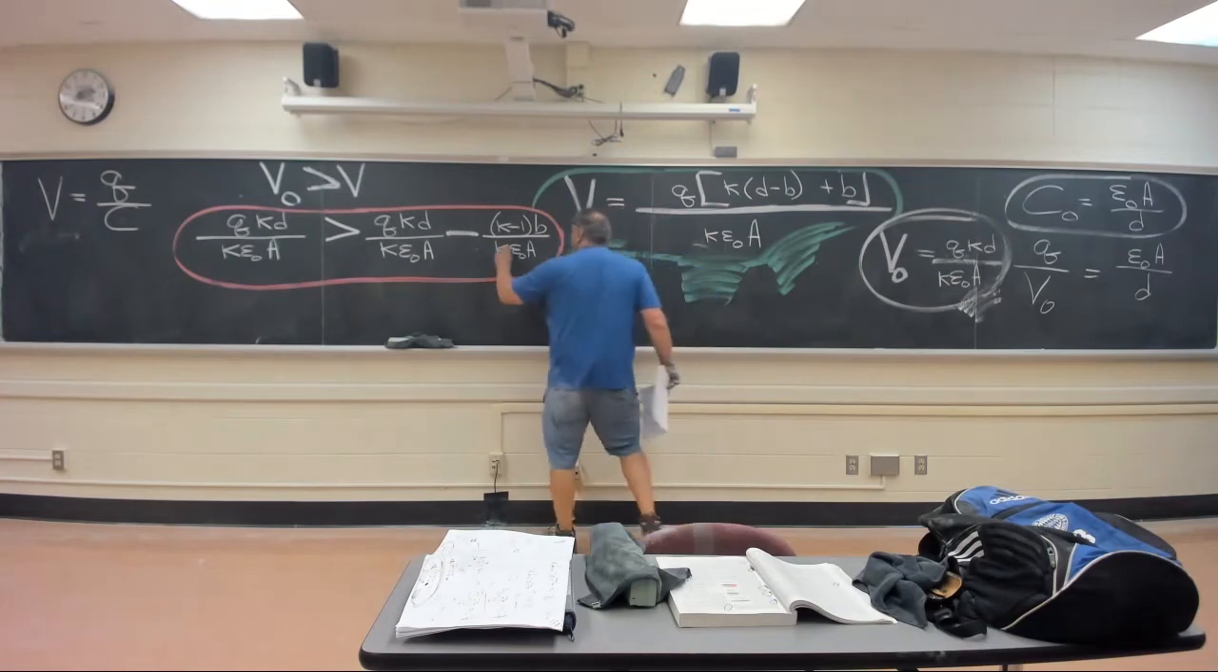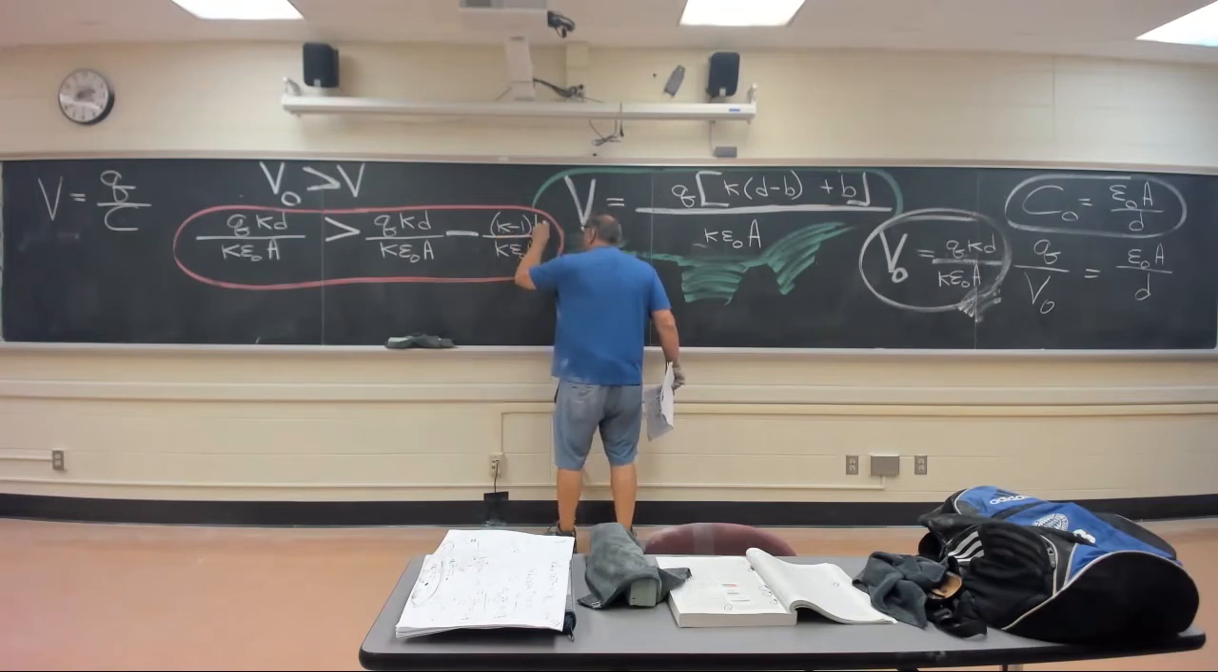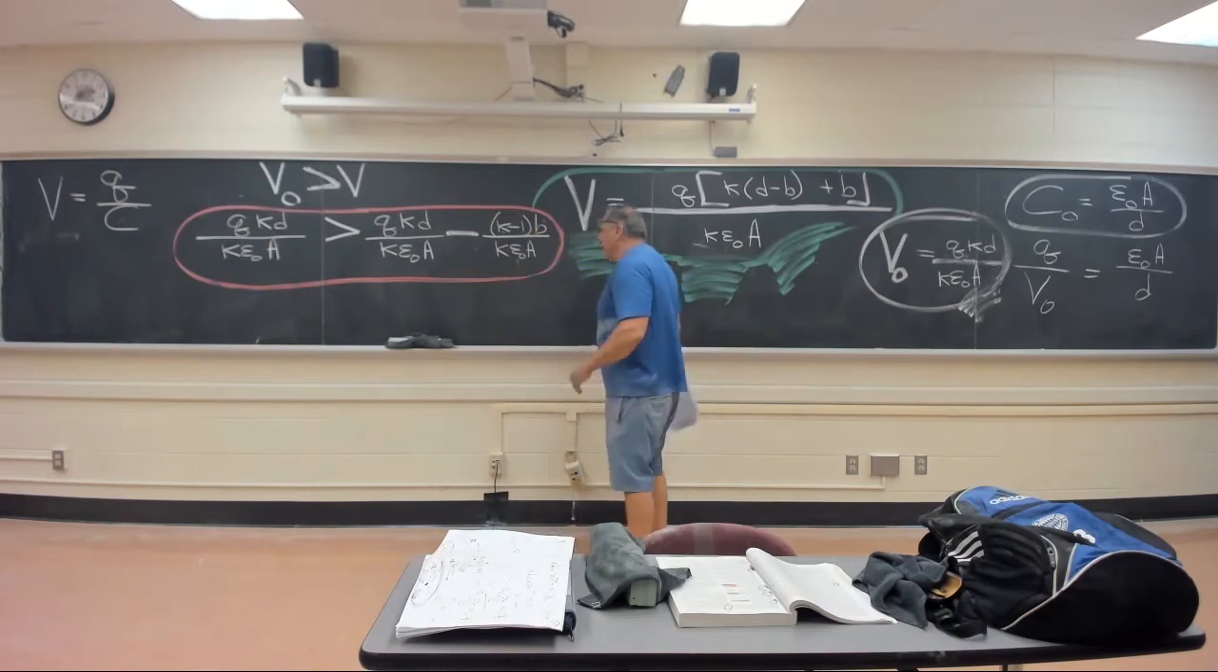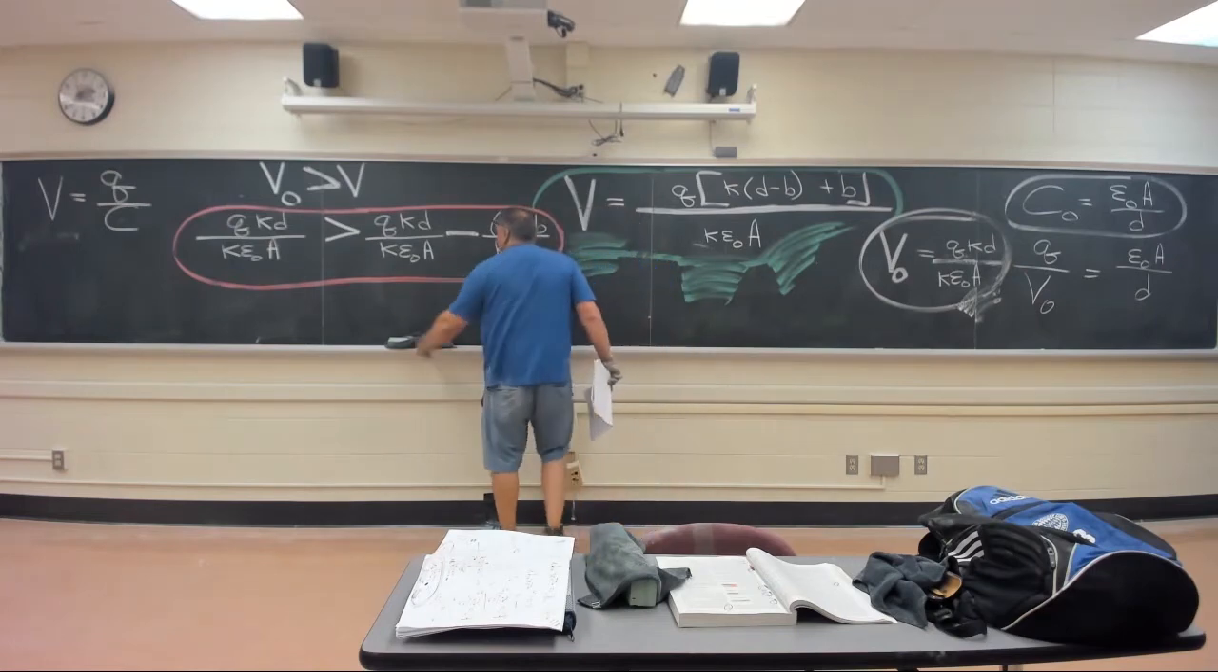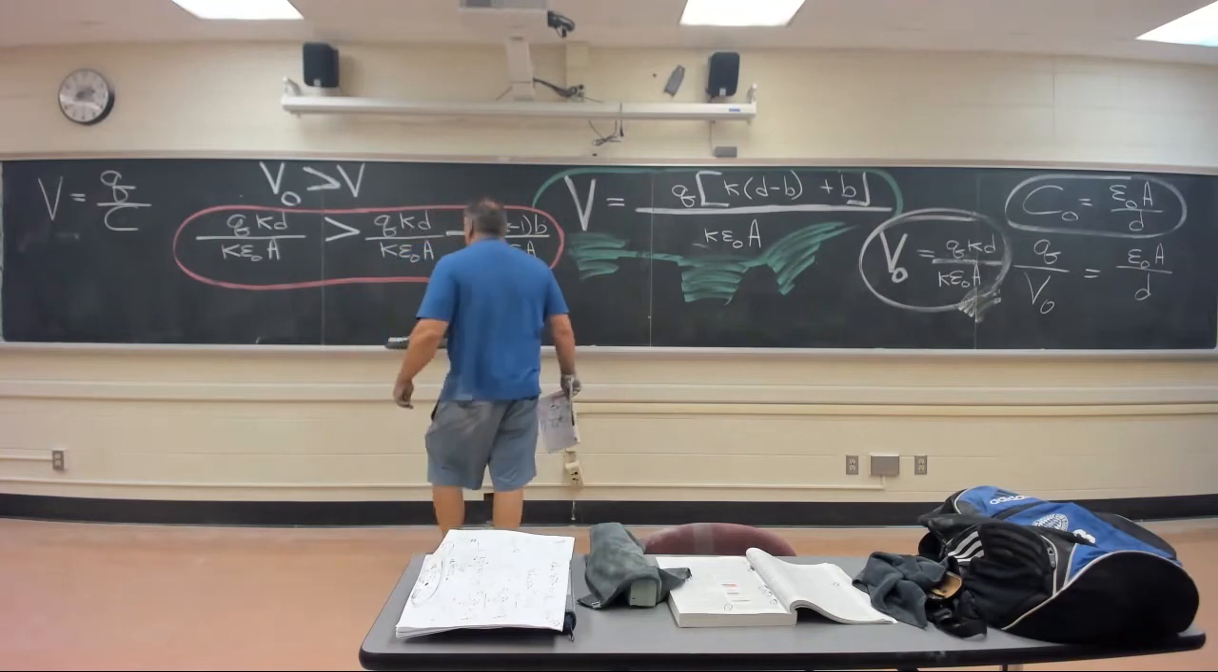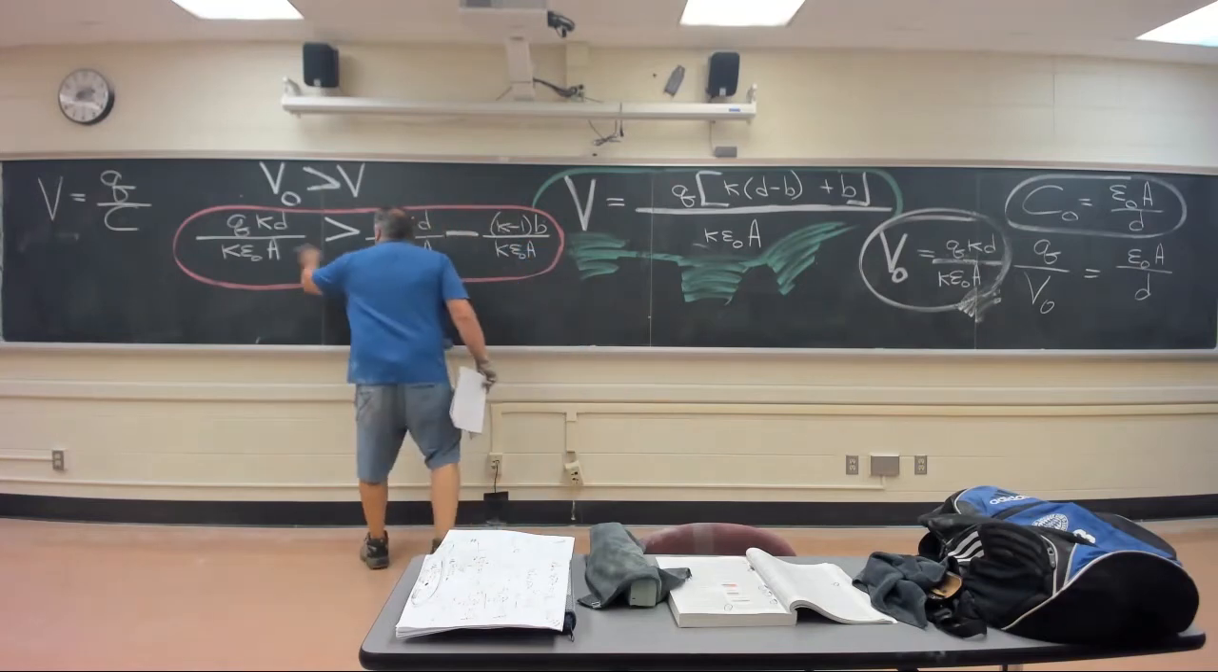This is a positive number. Kappa is bigger than 1. Something bigger than 1 minus 1 is a positive number. A positive number times a positive number is a positive number. Divided by a positive number is a positive number. You're subtracting a positive number from this. What's the difference between the two?